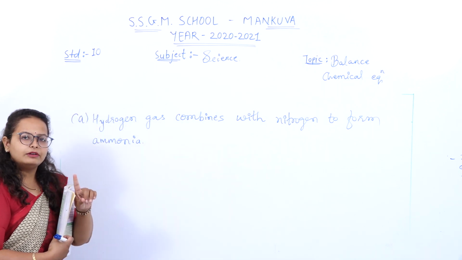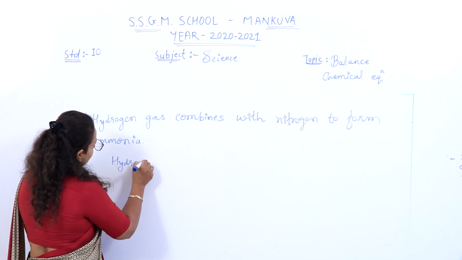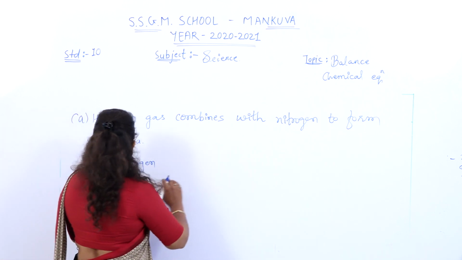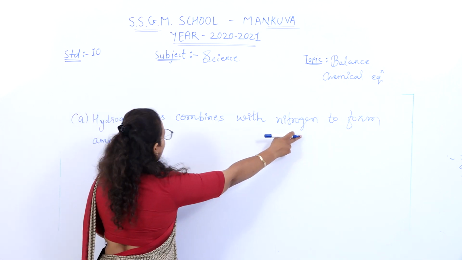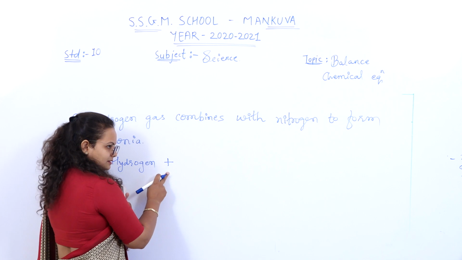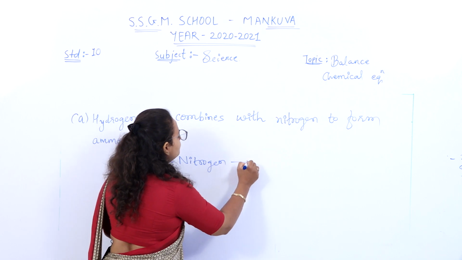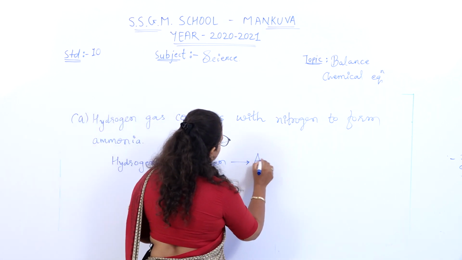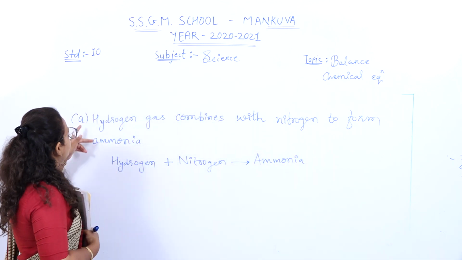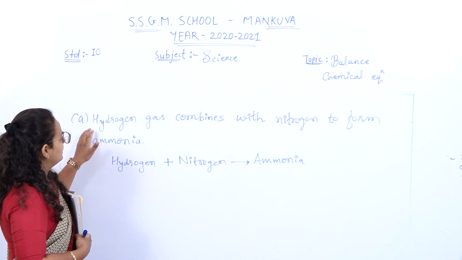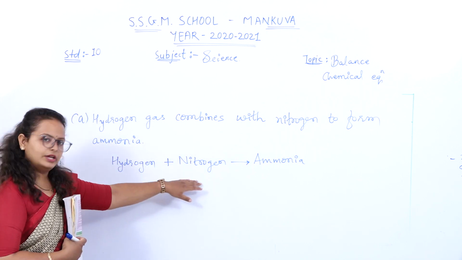So, what will we do first? We will write all the elements which are present in this question: hydrogen, which is combined with nitrogen. Combine means plus, nitrogen, to form ammonia. This is the first step to solve this question. Whatever elements are given in this sentence, first make it in the form of an equation.